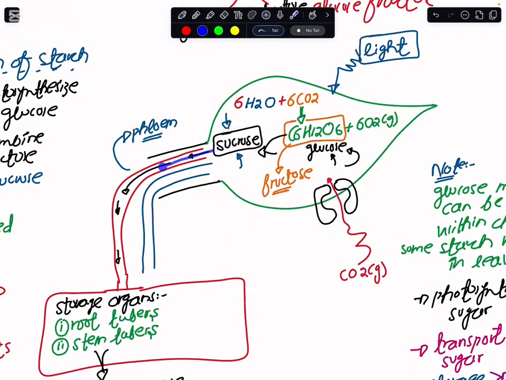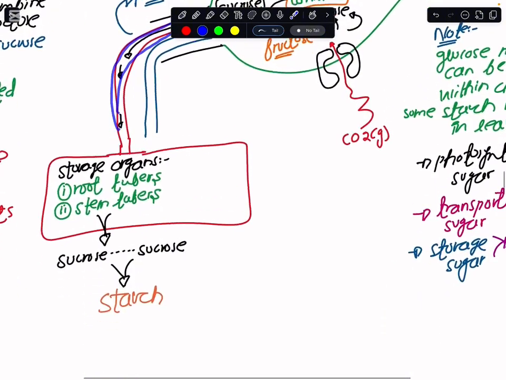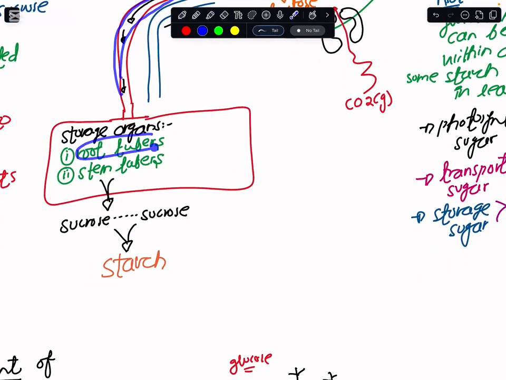Now this would be loaded into one of the vascular bundles that we have got. So this is the phloem, and this phloem would carry the sucrose to the storage organs. Among the storage organs, we have these root tubers and these stem tubers. In these, we would unload the sucrose and they would link with one another within these storage organs, and over there we would make the starch out of it.